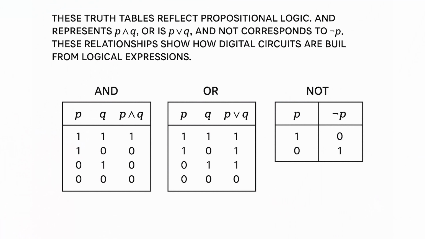These truth tables reflect propositional logic. OR corresponds to P disjunction Q, AND is P conjunction Q, and NOT corresponds to negation P. This relationship shows how digital circuits are built from logical expressions.